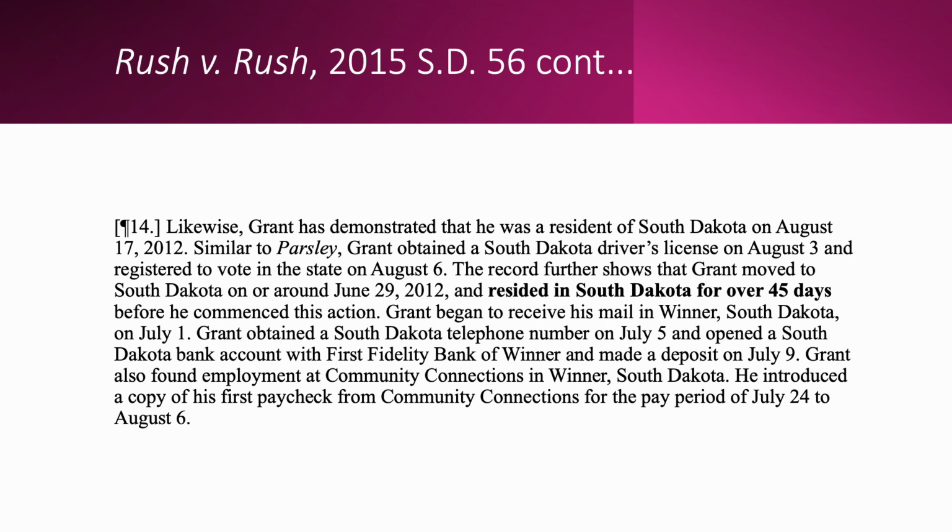Now, Grant was living by himself in South Dakota. His wife, Julie, was living in another state. Grant obtained a South Dakota driver's license on August 3rd, and then he also registered to vote on August 6th. He moved to South Dakota and obtained a home around June 29th, and then he began to receive his mail at this house on July 1st. He opened up a South Dakota bank account, and he obtained employment. So he had all of these physical manifestations of actually changing his residency, including registering a vehicle.